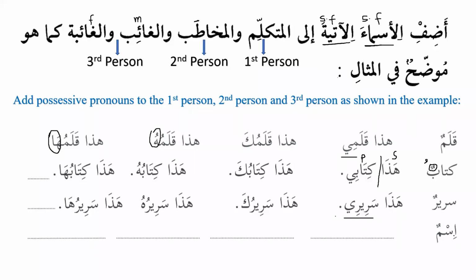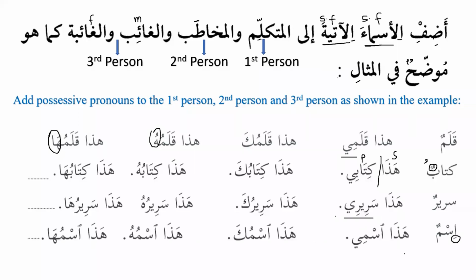Ismun, and we know that the hamza of ismun is hamzatul wasl. So we will say hadasmi, this is my name. So when you're reading it, you say hadasmi. Similarly, hadasmuka, this is your name. Hadasmuhu, this is his name. And hadasmuha, this is her name.